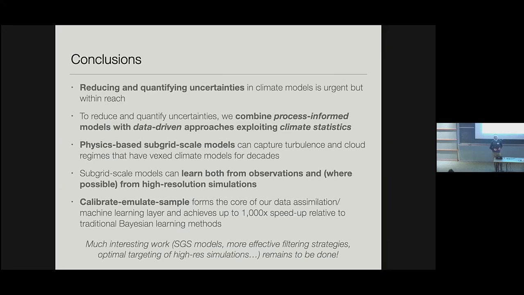This calibrate-emulate-sample algorithm is scalable, generalizable, and works with any computationally expensive model like a climate model. It's essentially a way of doing Bayesian learning that is something like 1,000 times faster than standard methods. Lots of work is to be done. Ours is very much an open project. If people want to join, please join.